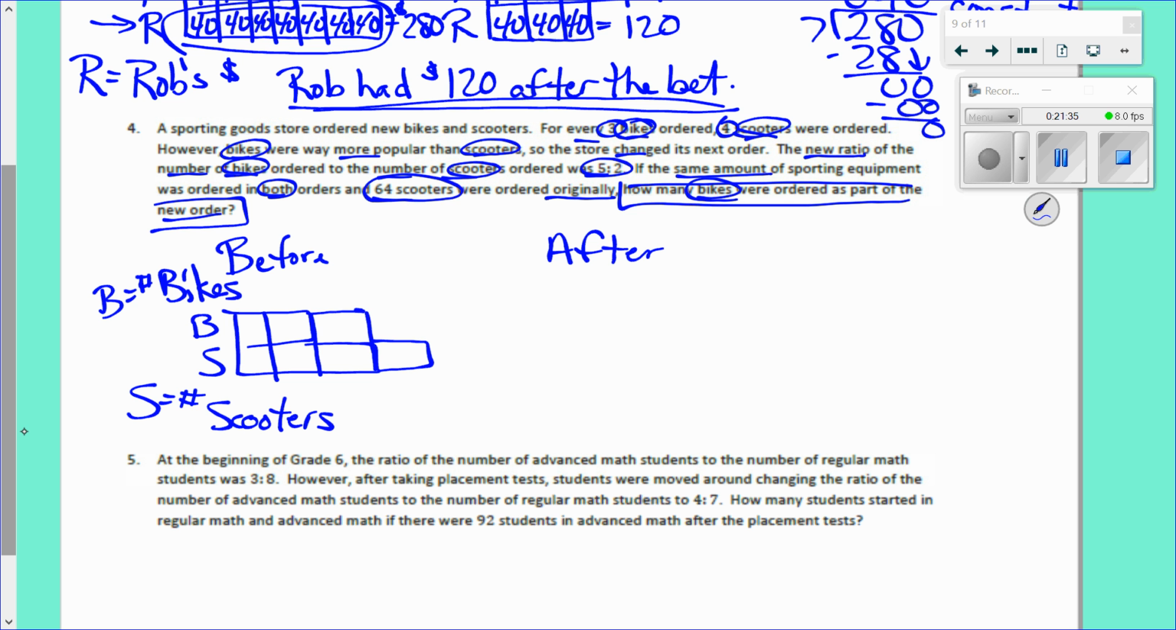After the order, they changed it to 5 to 2. So now it's going to be 5 and 2. But it's still bikes and scooters. Our last piece of information was right here, 64 scooters originally. Is that the before or the after? Before. So I know before my scooters was 64. I now have the information to find my ratio constant. How many boxes were there for the scooters originally?